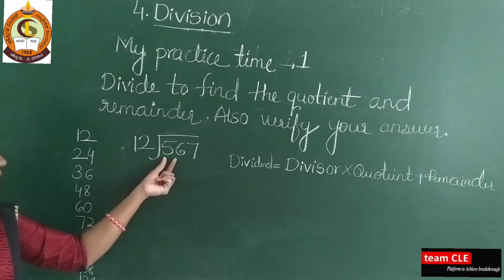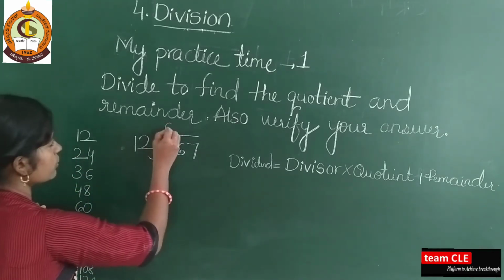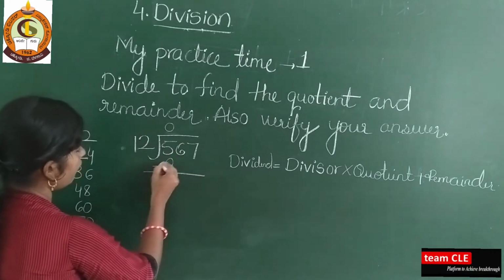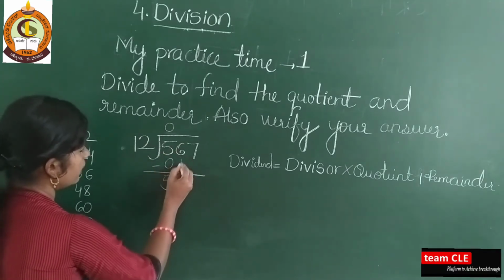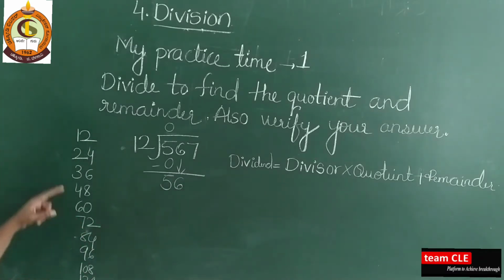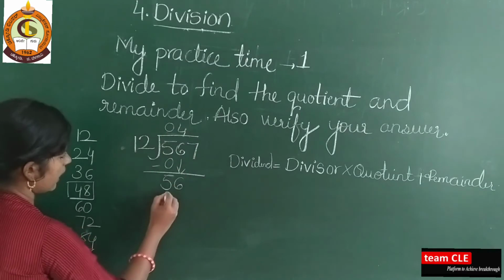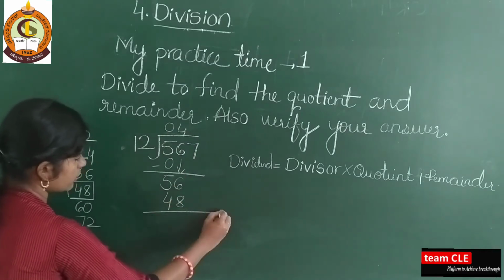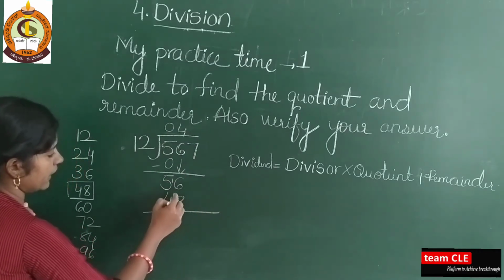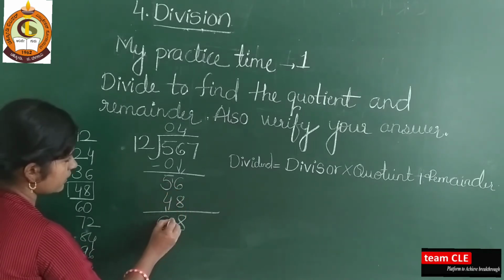Then see, in 12 on the table 5 is there? Not there. Then 12 zeros are 0. Okay, 5 minus 0 is 5. Next you take this 6 down. Now how much is it? 56. So check here where it is there. Is 56 there? No. 48 is there. How much? 12 4s are 48. So 6 minus 8 is not possible. Take carry. 16 minus 8 is 8 and 5 minus 5 is 0.